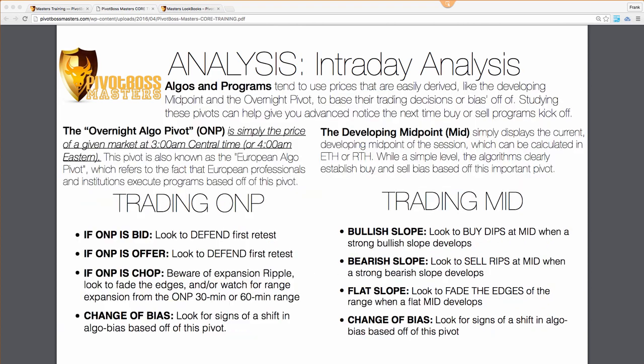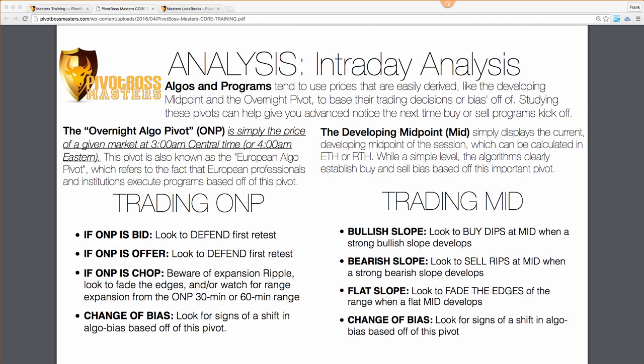Before we jump into the charts, I wanted to show one last quick slide here, and this one basically deals with the overnight pivot and the developing midpoint. So algos and programs tend to use prices that are easily derived, like the developing midpoint, which is nothing more than the day's midpoint, and the overnight pivot, which is nothing more than the 3 a.m. price central time. And basically that's all they use sometimes. They're just these easy key pivots. And from there, they have their if-then-else statements that they tag along to that pivot, and from there they allow the algos and the programs to trade as they will.